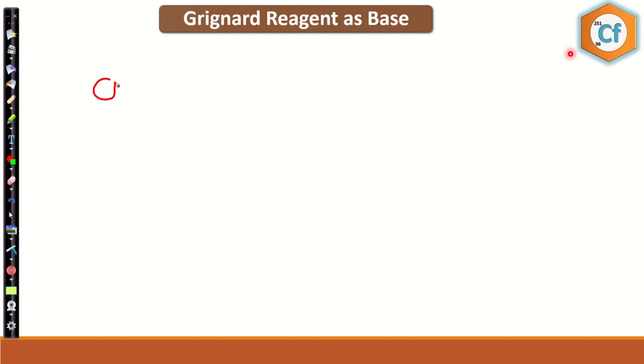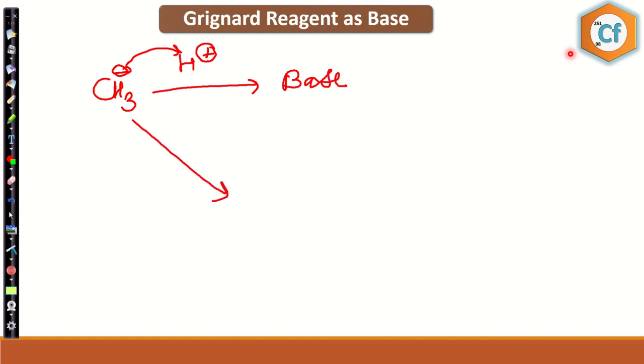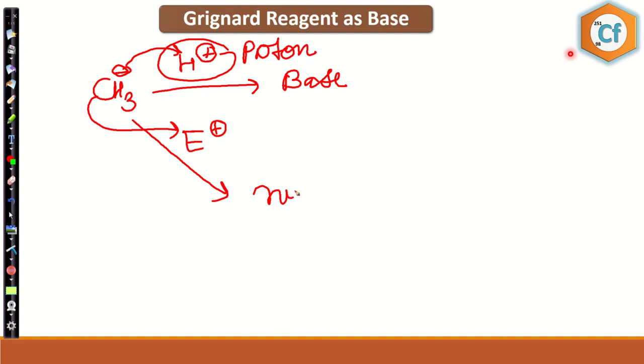So for example, I have taken this CH3 negative, and if it is attacking on an H plus ion, then it would be considered a base. However, if it is attacking on some electrophile, anything which has a positive charge or is electron deficient would be considered an electrophile, except this H plus ion. This is your proton. So anything that attacks on a proton is considered a base, whereas anything which attacks onto the electrophile is considered a nucleophile.